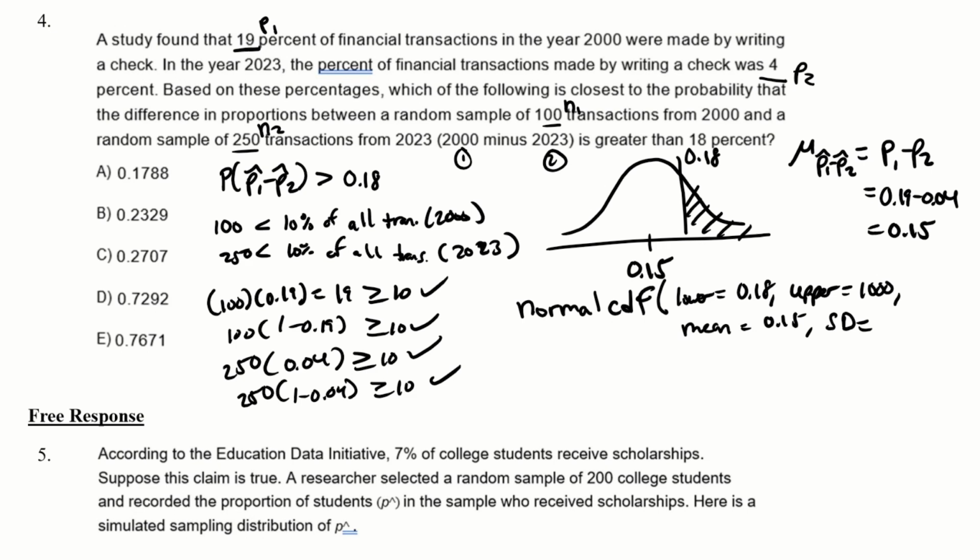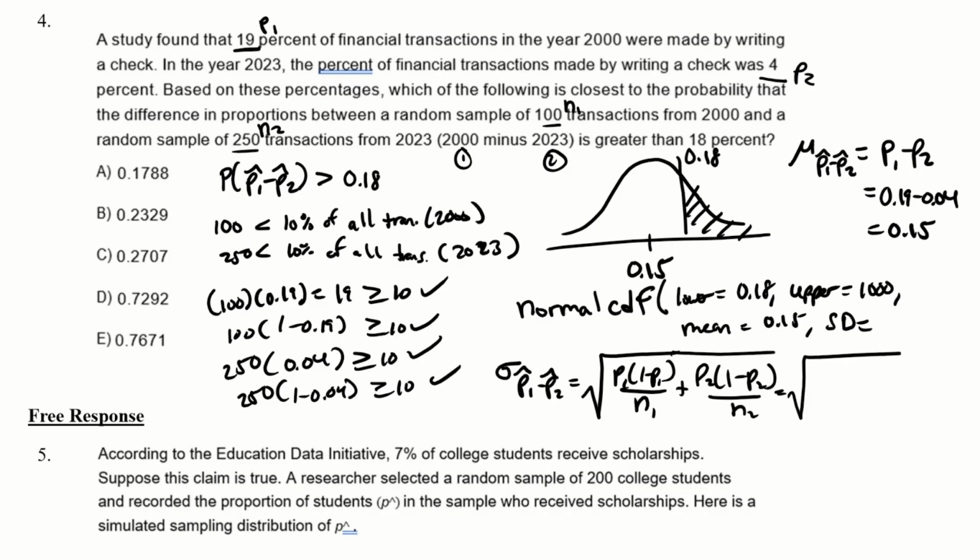Now we haven't done the standard deviation, so let's do that. We can do the standard deviation because we satisfy the 10% condition. So let's calculate sigma p hat 1 minus p hat 2. The formula for that is p1 times 1 minus p1 over n1, plus p2 times 1 minus p2 over n2. We know these numbers. P1 is 0.19, 1 minus 0.19 is 0.81.